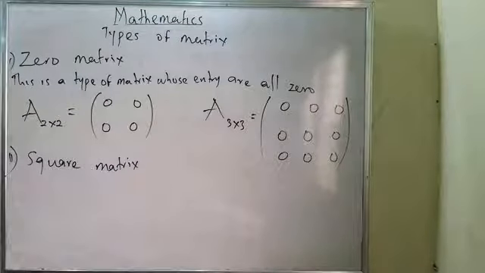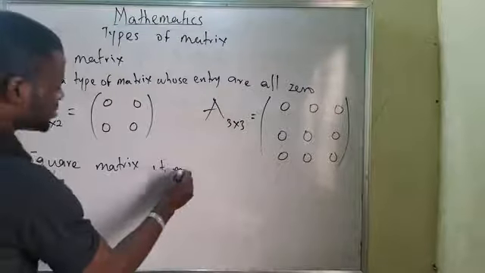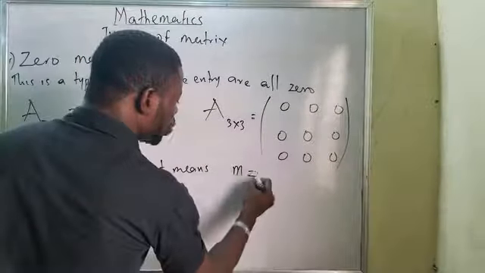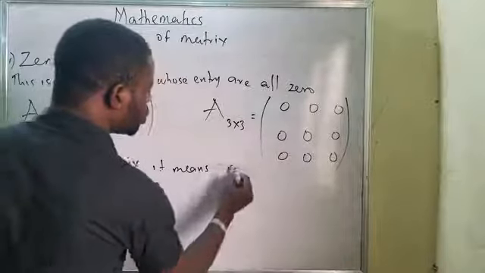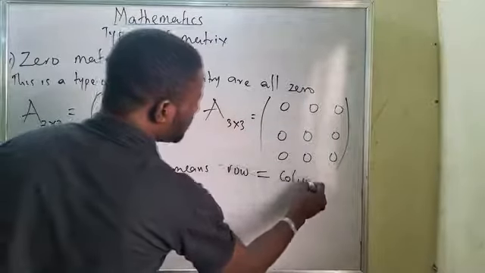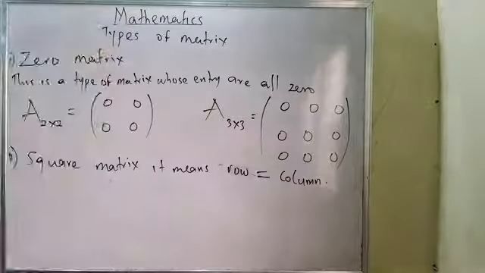When we talk about a square matrix, it means my row equals my column. My row equals what? Column. That is a square matrix. It means the order must be equal.